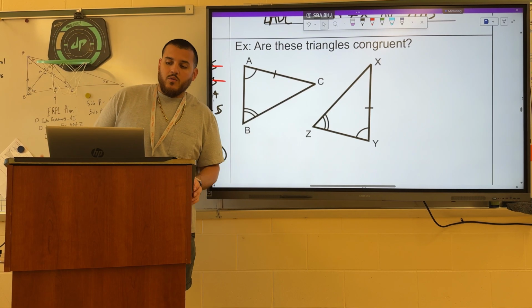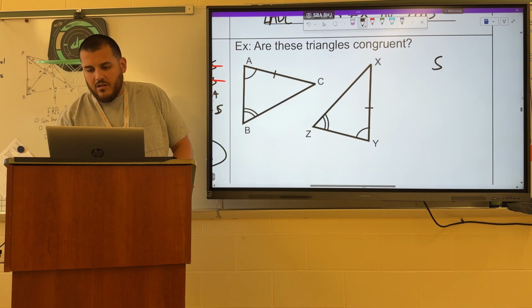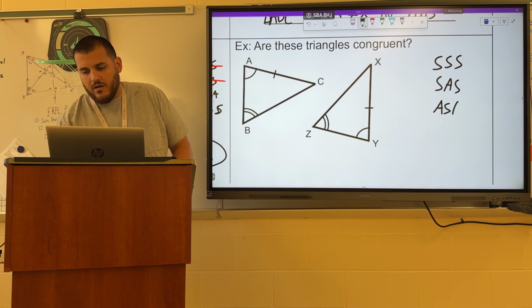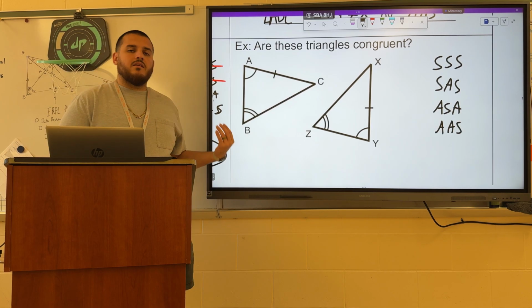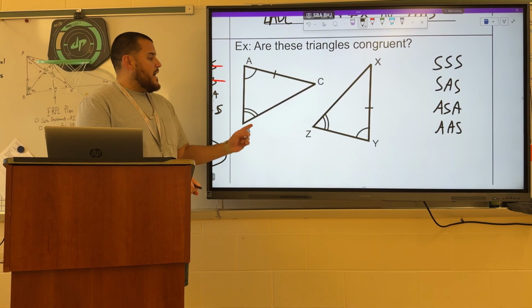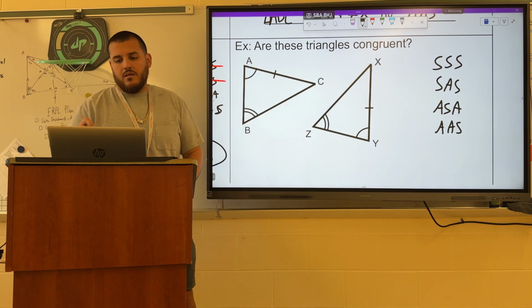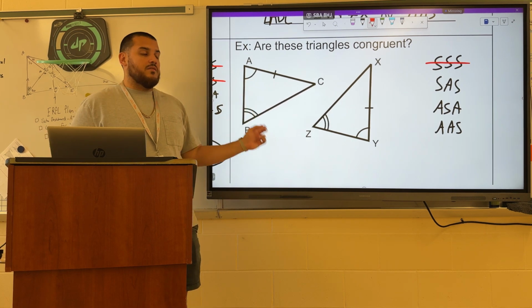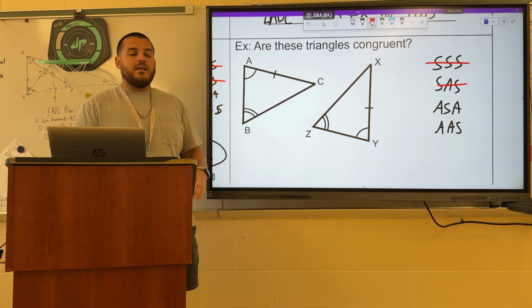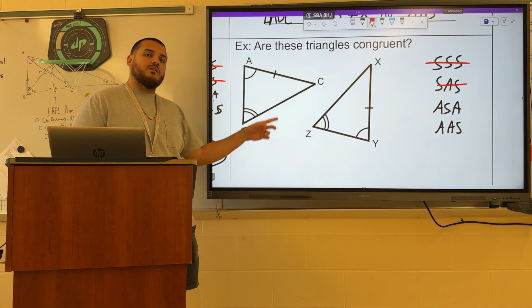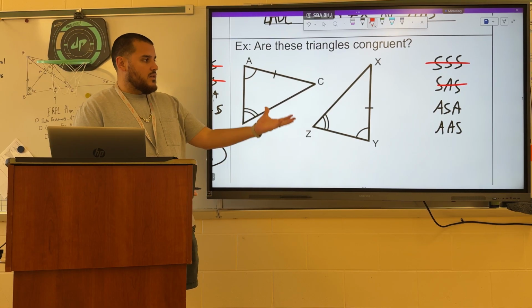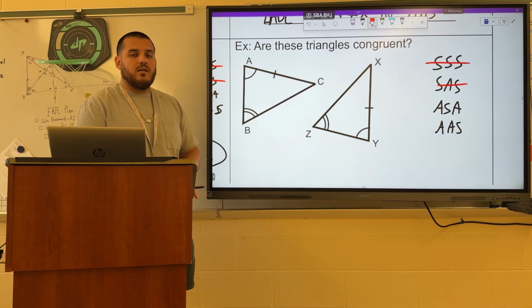In our next example, we can follow that same logic if we just list out all of the theorems that we know so far. Those are our four options, and we just test them on our figures. I have two angles, one side. No way it's side, side, side because I don't have three sides marked. No way it's side, angle, side because I don't have two sides marked, only one. So that leaves us with angle, side, angle, and angle, side.